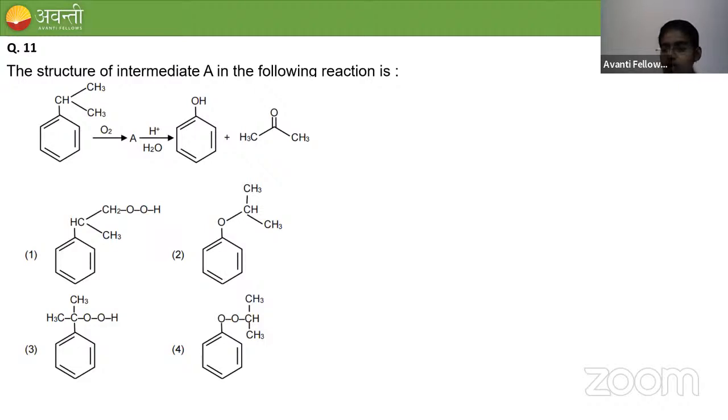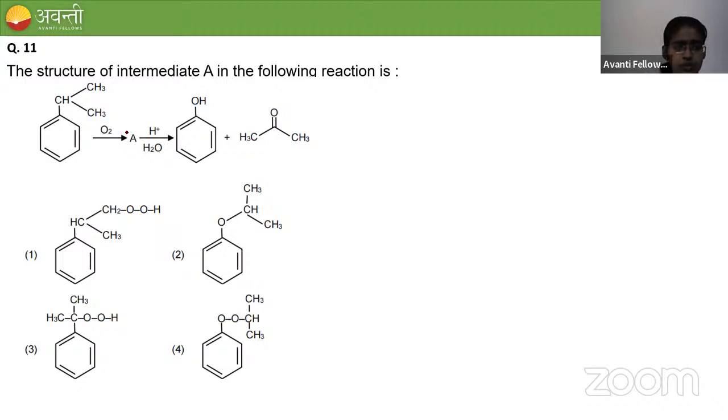The structure of intermediate A in the following reaction is. So see here, isopropyl benzene is given, and this isopropyl benzene reacts with oxygen to give compound A. And that compound A on protonation or acid hydrolysis forms phenol and propanone or acetone. Okay, this reaction you will find out in the preparation of phenol part. They will have some reactions. Under that you can find out this reaction.